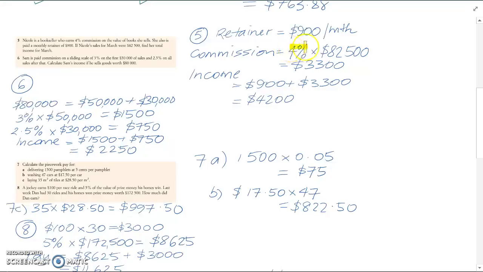So there's my commission, 4%. Where am I getting that from? Because it told me 4% commission on sales of 82,500. That gives me 3,300. So she gets it on top of the retainer. So altogether, 900 plus 3,300 is 4,200. Good.